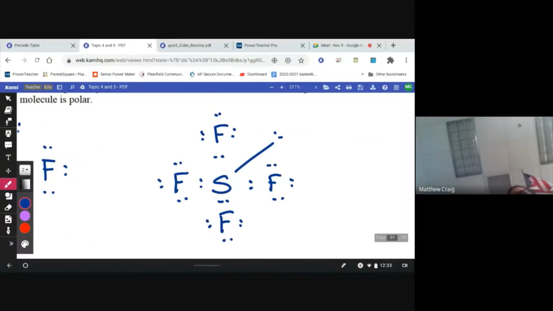SF4 is polar because it is asymmetrical, because it has a lone pair within a trigonal bipyramidal or seesaw shape. So there's a lone pair of electrons in either the trigonal bipyramidal shape or it has a seesaw shape with the lone pair.